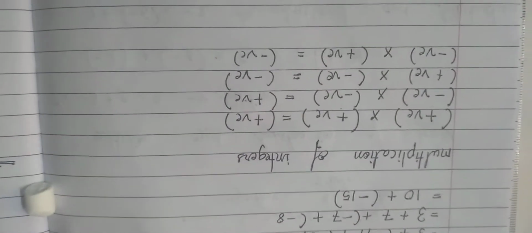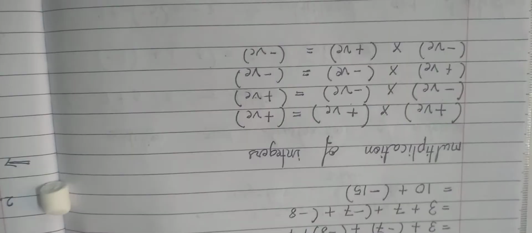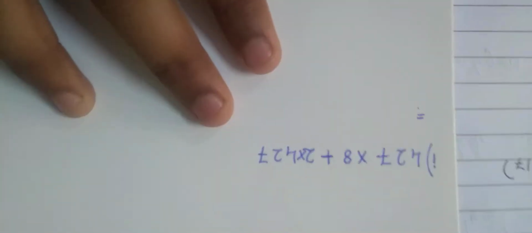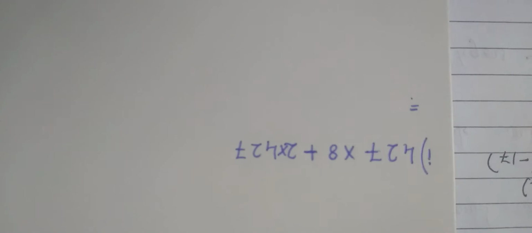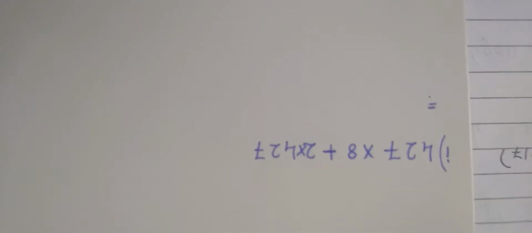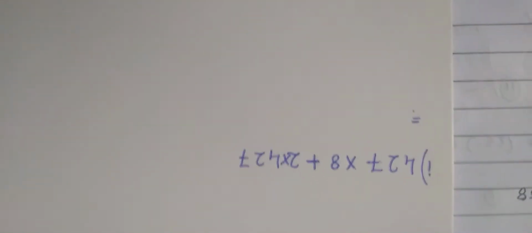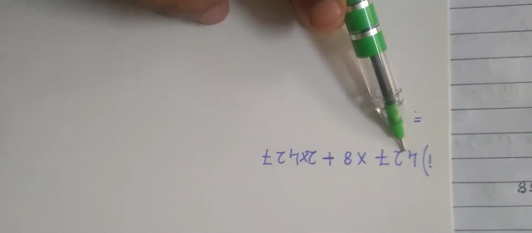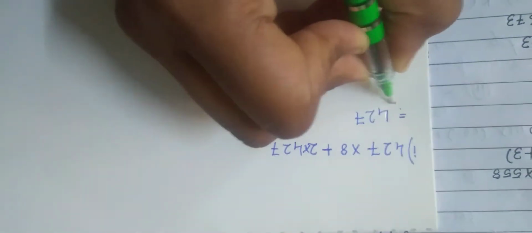So let me give you an example of multiplication of integers, a sum. Here you see there is a sum given: 427 multiplied by 8 plus 2 multiplied by 427. Children, are you noticing one thing, that 427 is repeated? When a number is repeated, you can take it once, like this, 427. This is enough. Once you take it, it's all right.